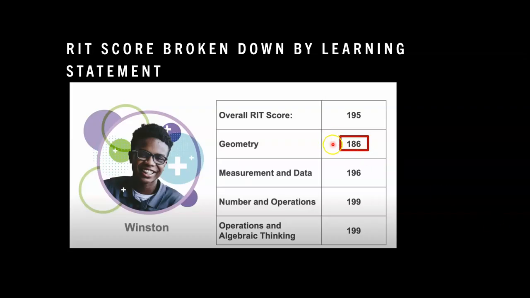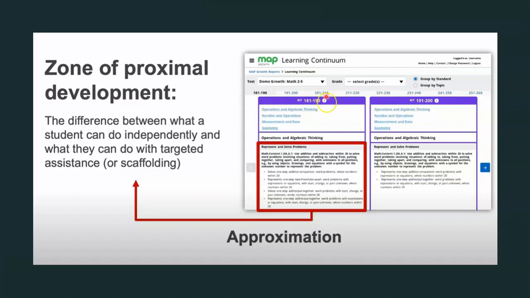So if we're looking at just the area of geometry at a 186, in the 10-point RIT band on the learning continuum, that would fall in the 181 to 190 categories. So we would scroll down until we see geometry. Right now it's showing operations and algebraic thinking. We could click on geometry and then it would give us all of the statements for geometry. But if we're looking at Winston, this area is going to be his ZPD, or that zone of proximal development, for the category of geometry.